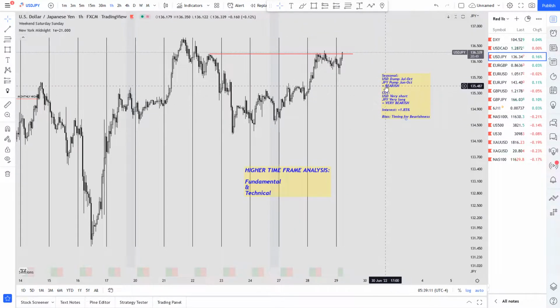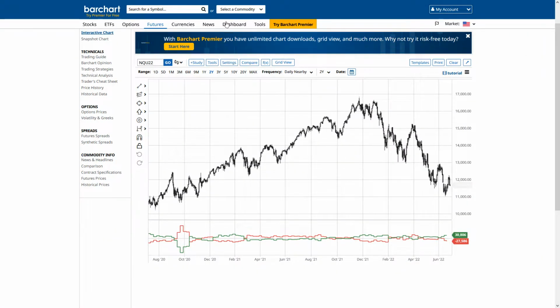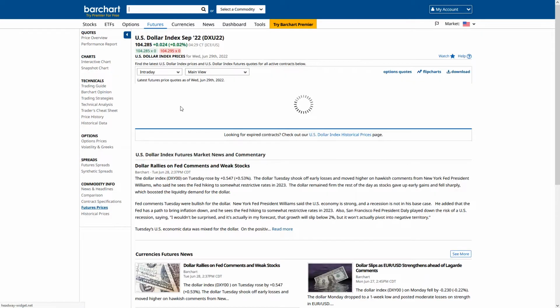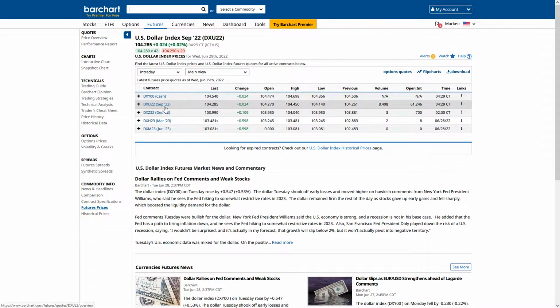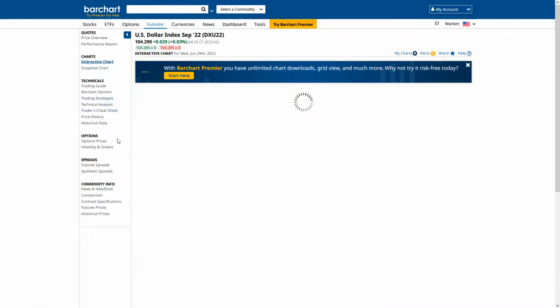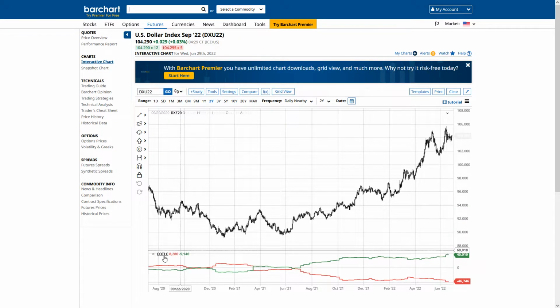Next fundamental is commitment of traders reports. Same thing, we go onto a different website, this one here. I'll put the link for the websites in the description. Then we find the US dollar. We go to the most traded contract, which is the September contract, and we go to the interactive chart. In here you can place different indicators, so this is a commitment of traders report indicator.